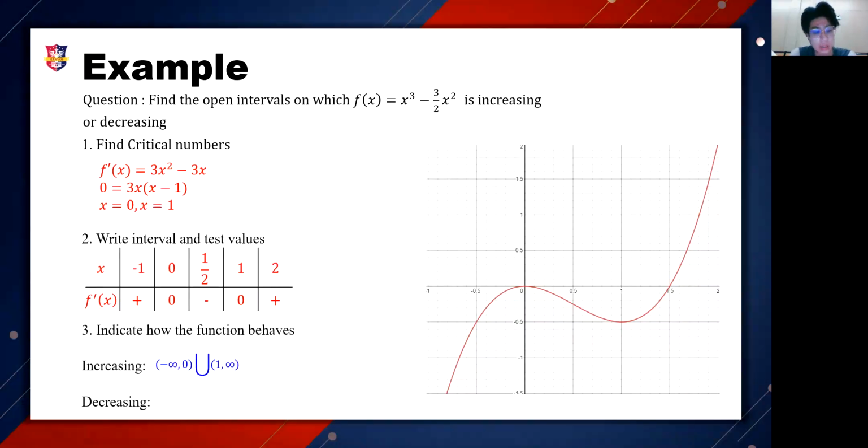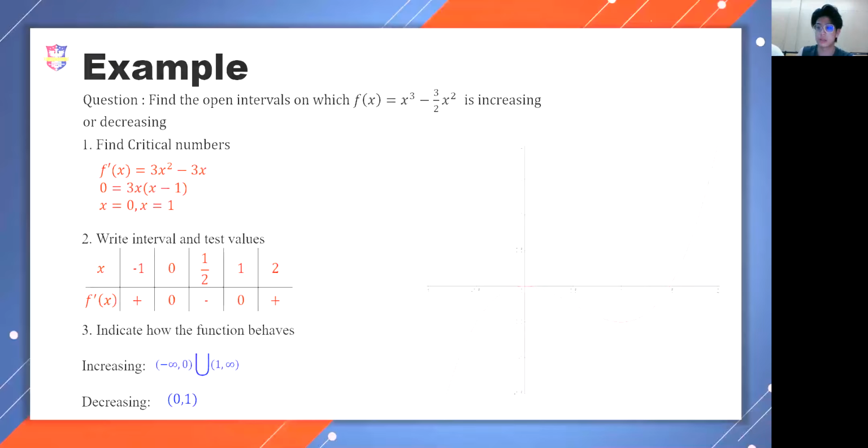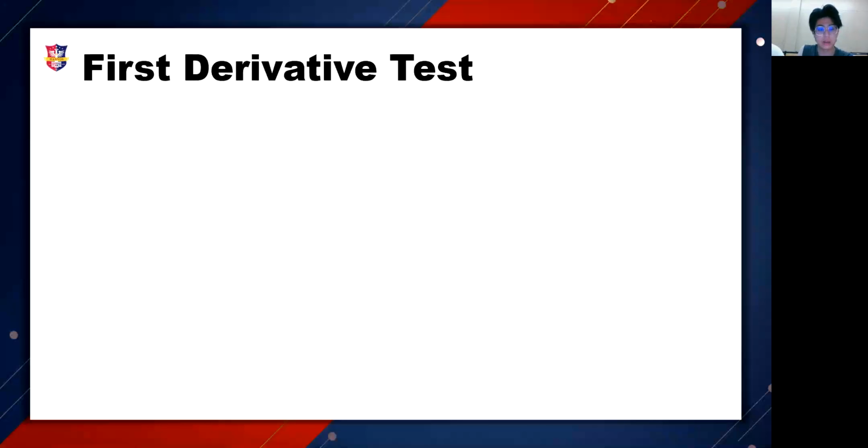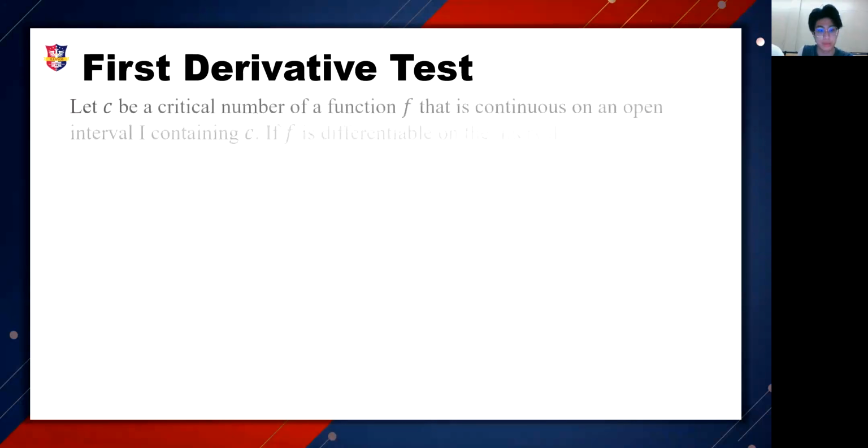Then the third thing we do is indicate how the function behaves. So it's increasing on (-∞, 0) and on (1, ∞), and it's decreasing on (0, 1). Okay, that's it. And here we're going to introduce the first derivative test.